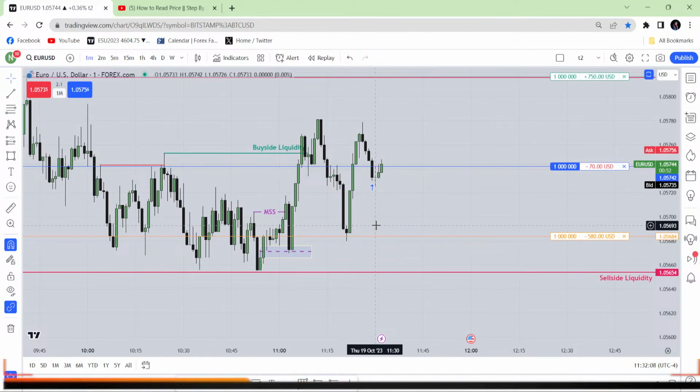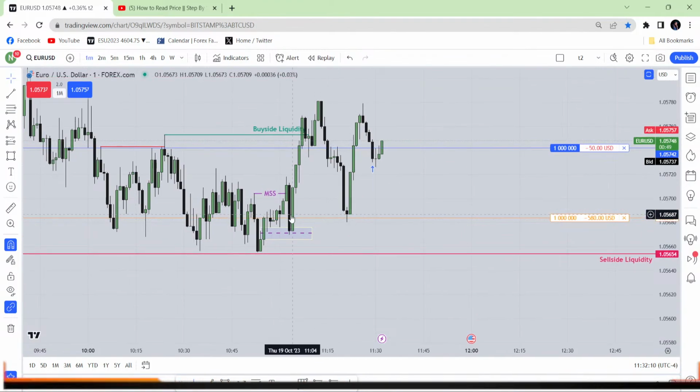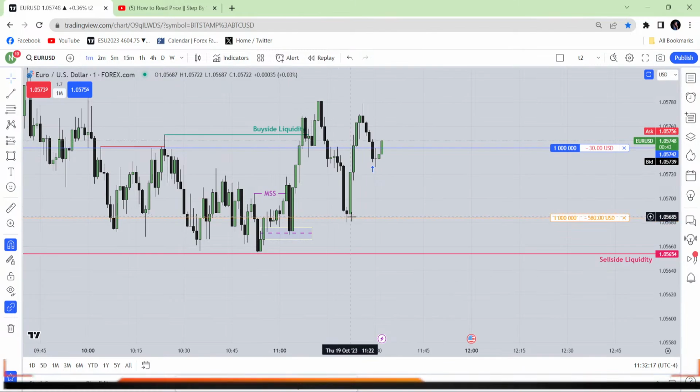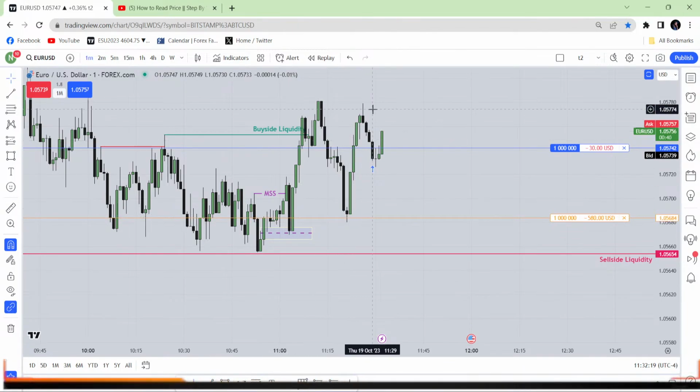I mark the mean threshold. I am expecting that it will never go below that mean threshold. I will write it down. Price can go below the mean threshold, but it should be rejected from there. Now, it went from the mean threshold.